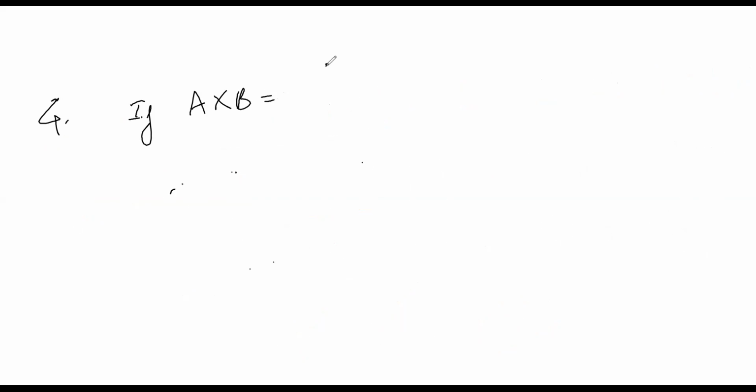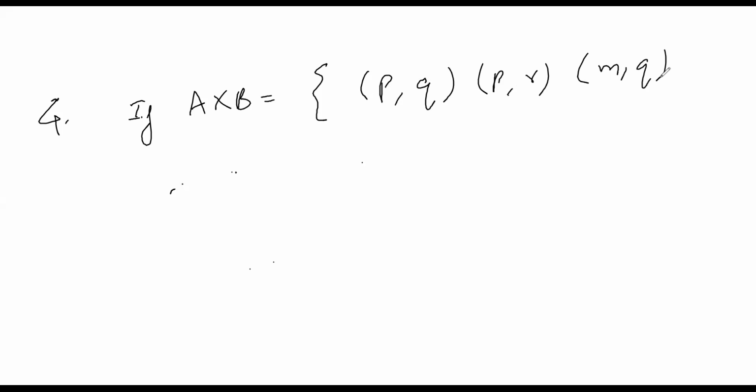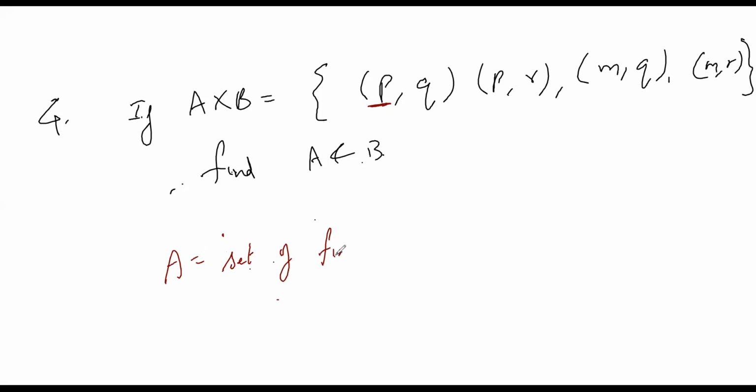If A cross B, I'm giving the product form P comma Q, P comma R, M comma Q, and M comma R. Find A and B. So A is the first term, B is the second term. A is nothing but the set of first elements. B is the set of second elements. This is my handwriting.